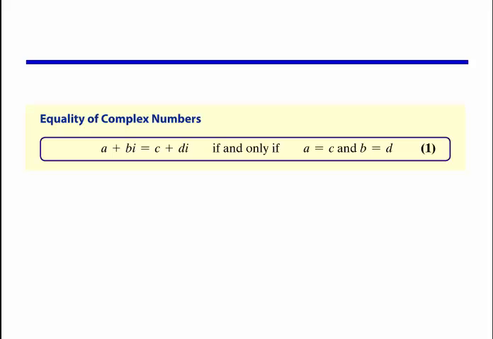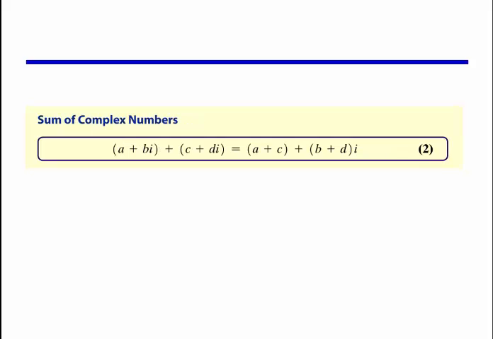So, equality of complex numbers. If a plus bi is equal to c plus di, if and only if a is equal to c and b is equal to d. So, the sum of complex numbers. When you're adding a plus bi plus c plus di, that is going to be equal to (a plus c) plus (b plus d) i. In other words, you add component-wise. You add the real parts and then you add the imaginary parts of the complex numbers. The difference works the same way. So a plus bi minus c plus di is (a minus c) plus (b minus d) i.